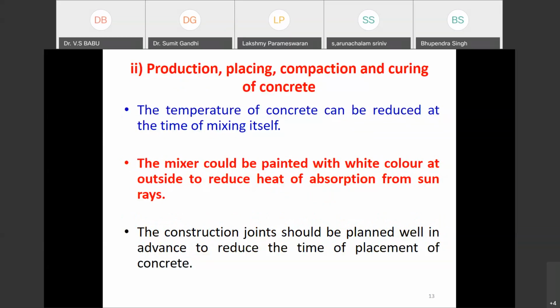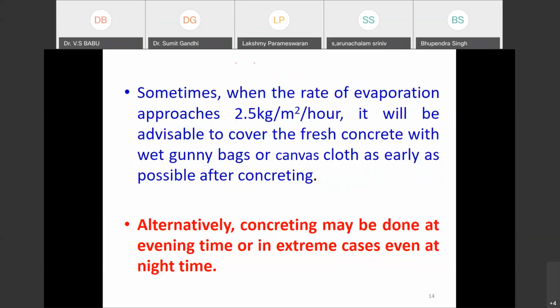Next, production, placing, compaction, and curing of the concrete. The temperature of concrete can be reduced at the time of mixing itself by taking some basic precautions. The concrete mixer should be painted white so that it is protected from the hot sun. Next, the construction joints should be planned well in advance to reduce the time of placement of concrete. Sometimes the rate of evaporation is much more, say for example 2.5 kg per square meter per hour, then concreting in the daytime should be avoided. At that time, go for nighttime concreting or even evening time. This is the best solution if the rate of evaporation is too much.